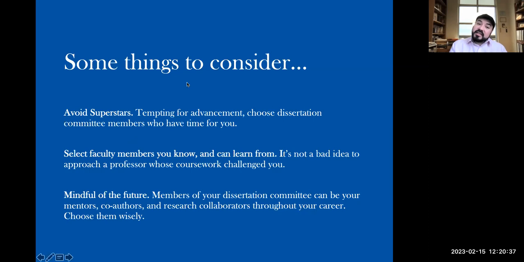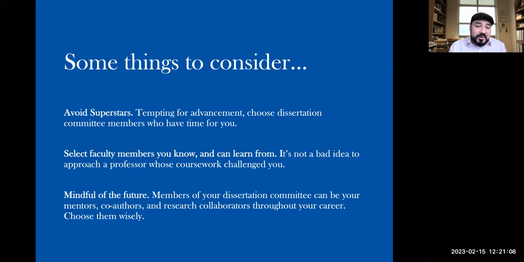One thing I always like to engage students in is not to avoid superstars, because I think that term is rather problematic, but to work with faculty members who want to advance students, right? Who want to support, who want to build that legacy or longevity of their own research methodologies, their own research lines, right? So select faculty members you can learn from and with.